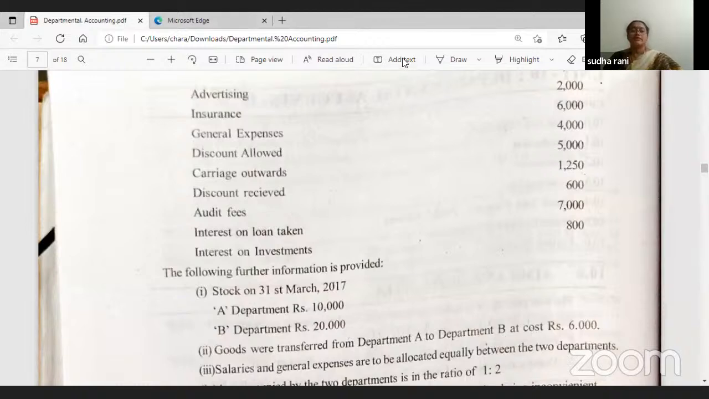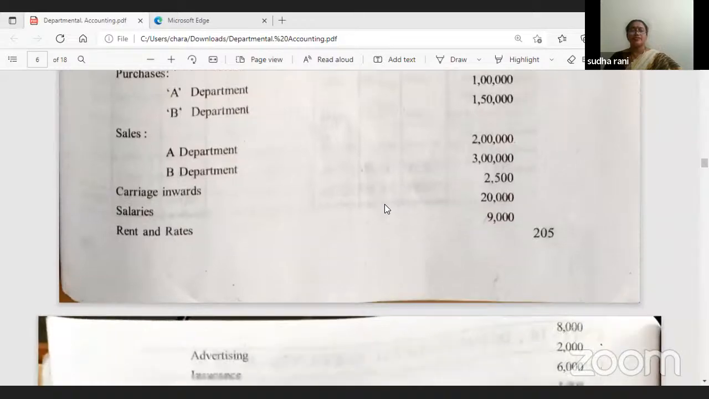Okay. Anyone has textbook? Yes, from textbook only. This is from textbook only, page number 205.